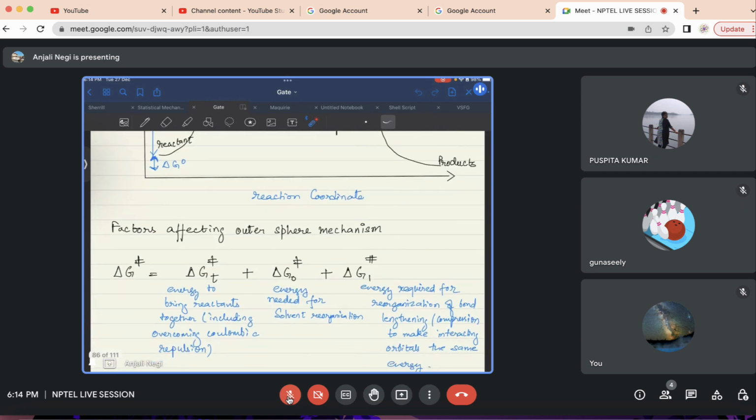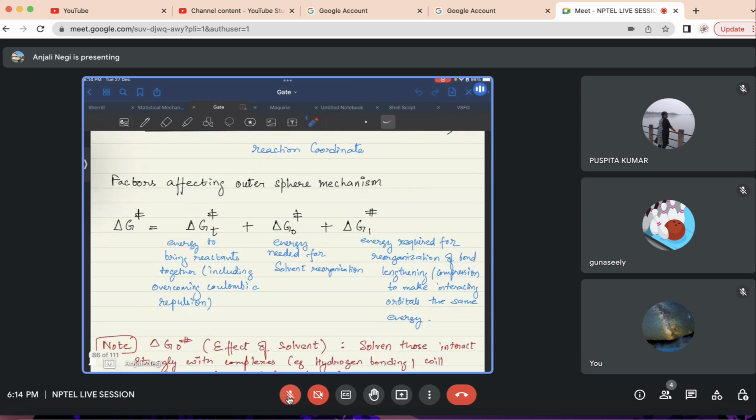Now, the factors that are affecting the outer sphere mechanism. Delta G dagger will be delta G dagger T, that is the energy to bring reactants together. Always remember that in outer sphere mechanism there is no substitution, no bond is broken or formed, but the two complexes must come closer to each other to form the precursor complex. That energy to bring the reactants together, including overcoming Coulombic repulsion, is denoted as delta G T. Delta G naught is the energy needed for solvent reorganization.